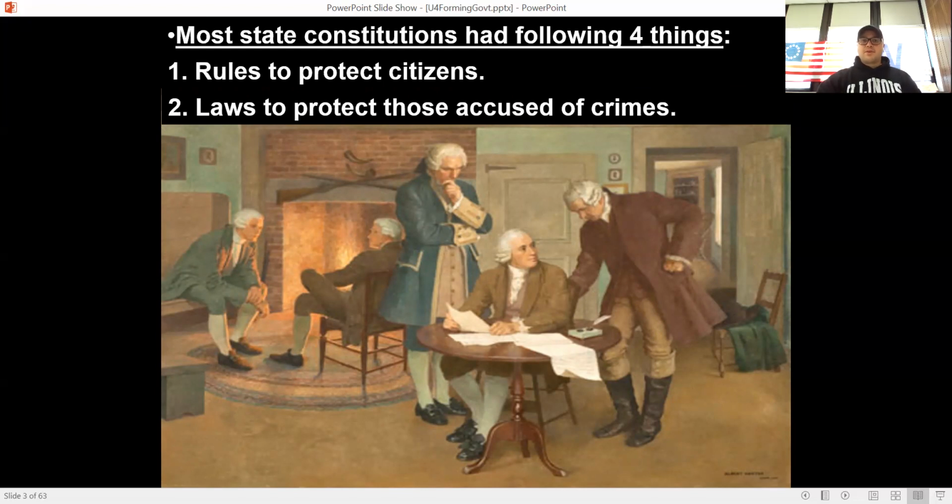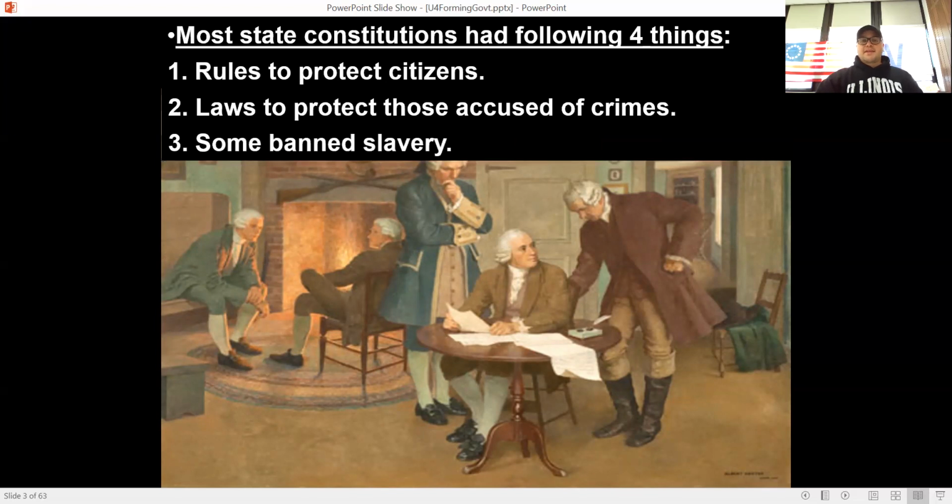They are going to be given their due process, which will allow them to go to court and fight to prove that they are innocent. A lot of this stuff coming from these state constitutions is then going to be used to write the United States Constitution after the Articles of Confederation fails.